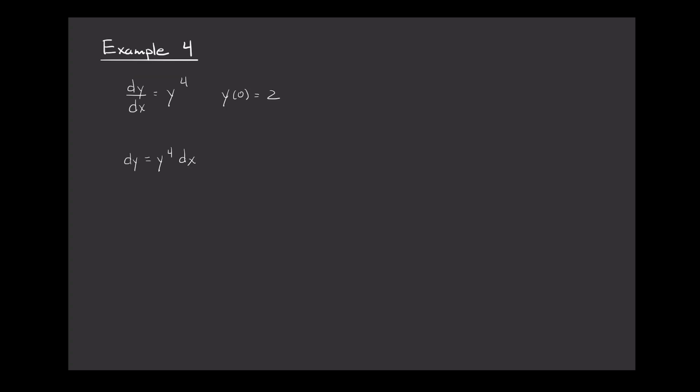Let's rewrite it. For the first step, notice I'll multiply by dx as if it was an algebraic or numerical quantity. Then I'll divide by dy in the same way. Finally, I'll divide by y to the fourth, alternatively multiplying by y to the negative fourth. Now notice, this has the general form of what we have written before, but you may be confused by the fact that the variables are switched.